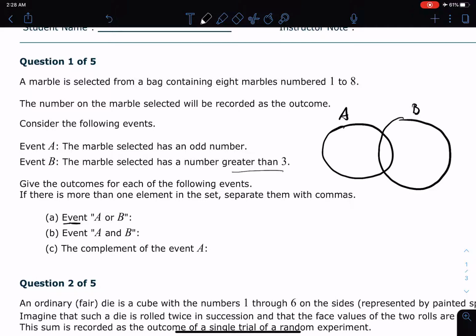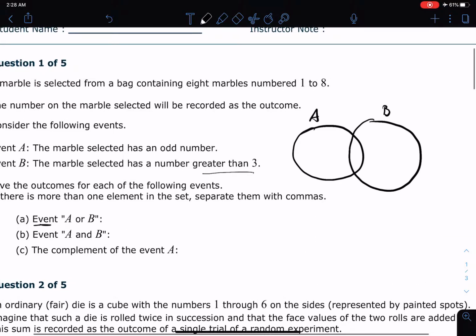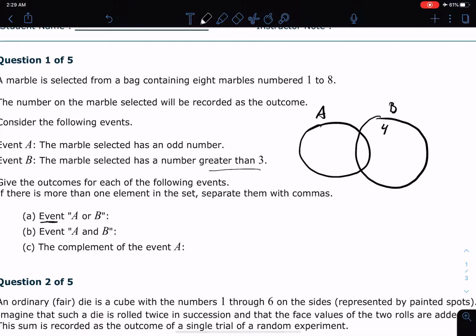So tell me what numbers are greater than 3. 4, 5, 6, 7, 8. You can see I was kind of tricky where I put the 5 and 7. Well, I put the 5 and 7 in that overlapping ring because A is the marble selected has an odd number on it, and the odd numbers would be 1, 3, 5, 7, right? So A is all odd numbers, and B is numbers greater than 3.